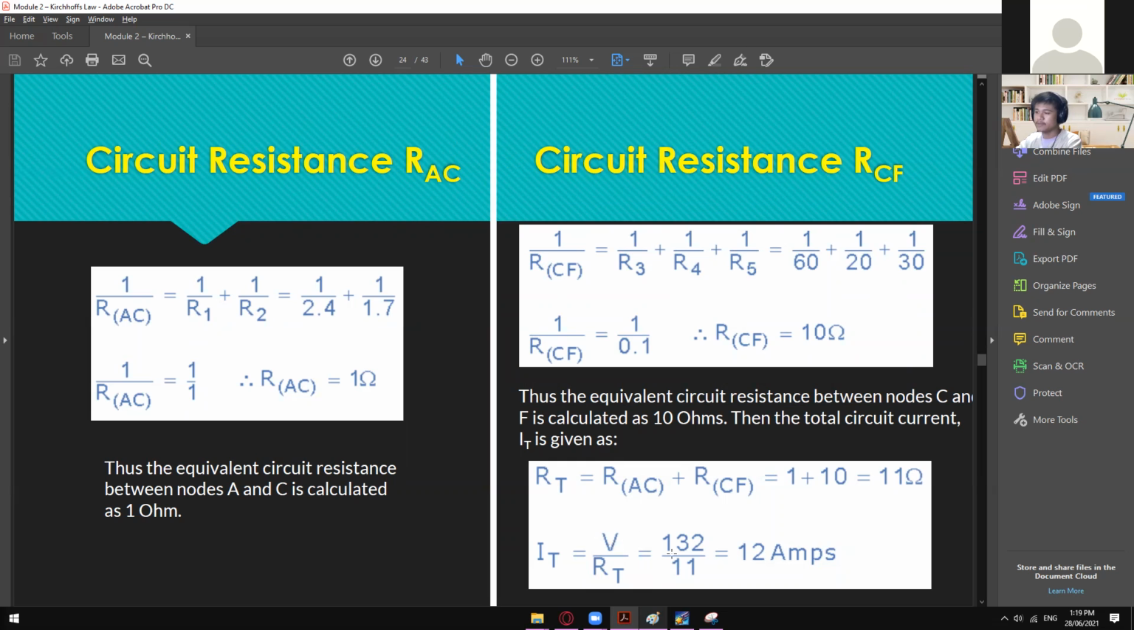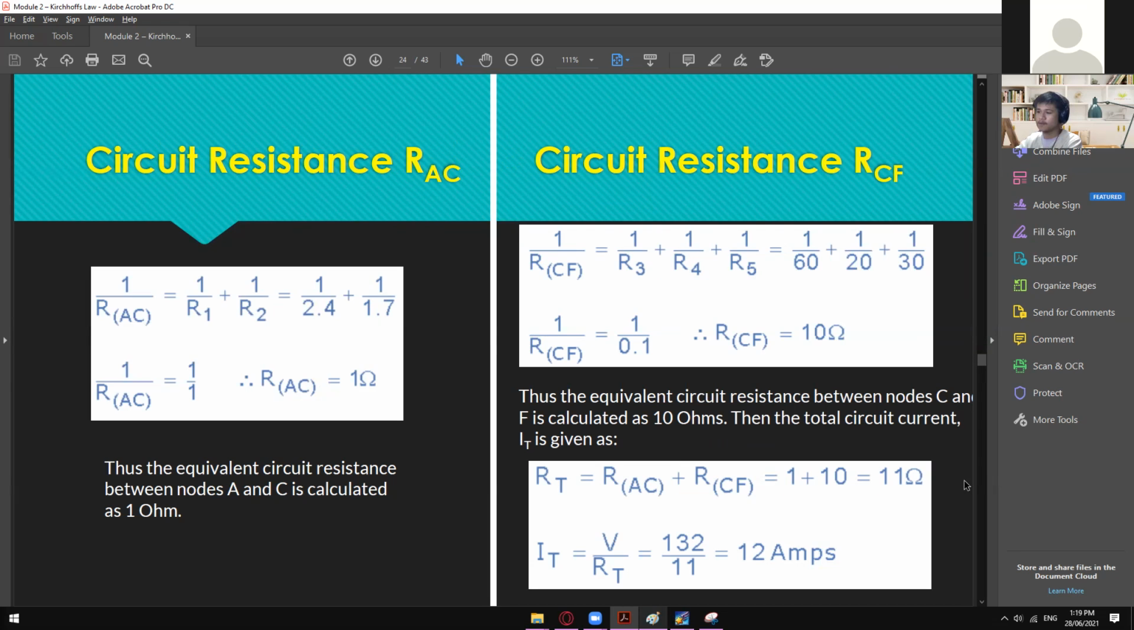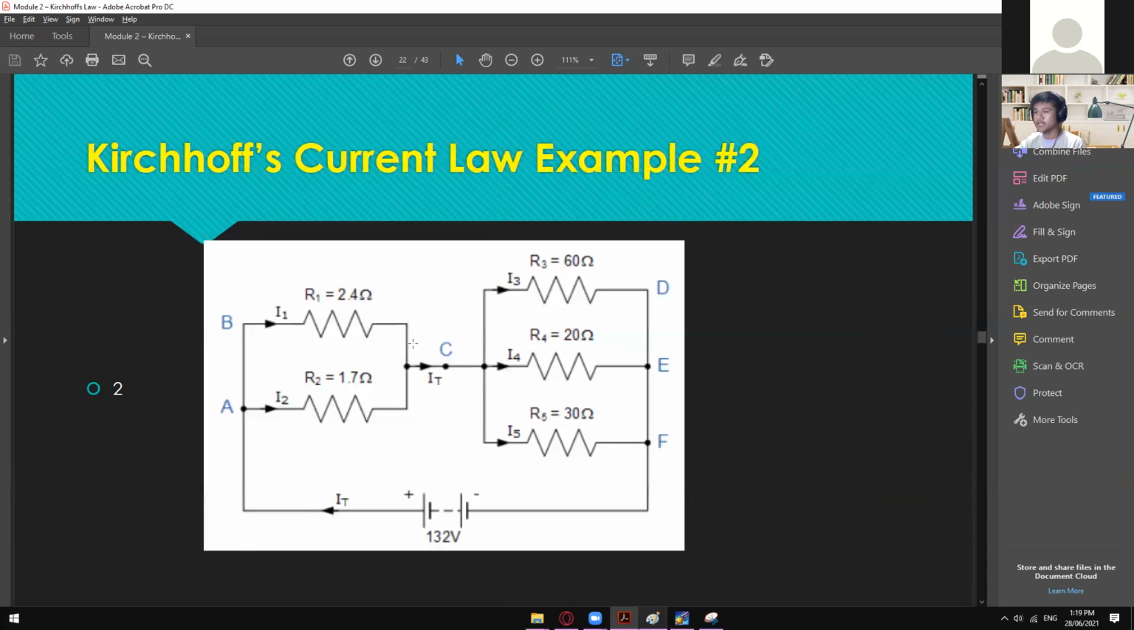And then for the VT, we have 132 volts, which is the original voltage source right here. Since we are getting the I total, we have to get the total values of your voltage and R total. So 132 divided by 11, you'll get 12 amperes. That is now the value of your IT right here.